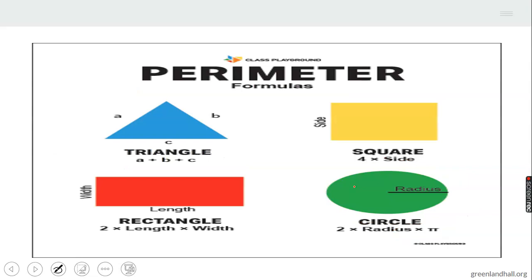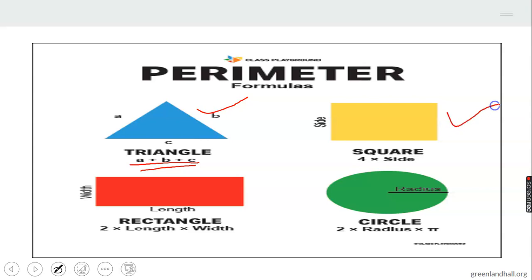Okay, now here are some formulas that we need to note about perimeter. If you are looking at a triangle, for instance, if all the sides are A, B, and C, the perimeter of that triangle is A plus B plus C. Then for a rectangle, it is the addition of all its sides. I will explain to you how to get that. It's very, very simple.